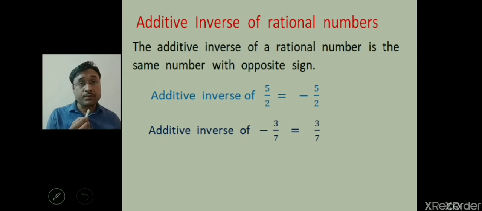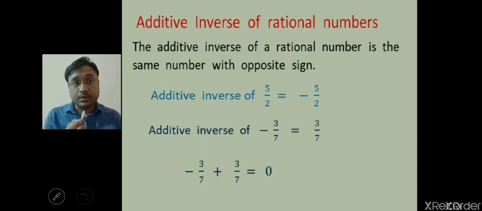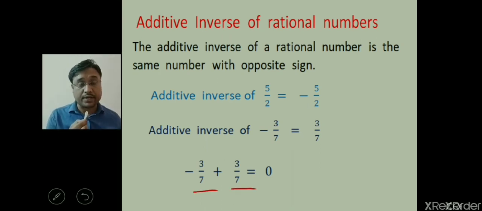One more important thing here is that the sum of two numbers which are additive inverses of each other will be 0. For example, minus 3 by 7 and plus 3 by 7. The additive inverse of minus 3 by 7 is 3 by 7 and the additive inverse of 3 by 7 is minus 3 by 7, and you can see their sum is 0 because their values are equal but the sign is opposite.